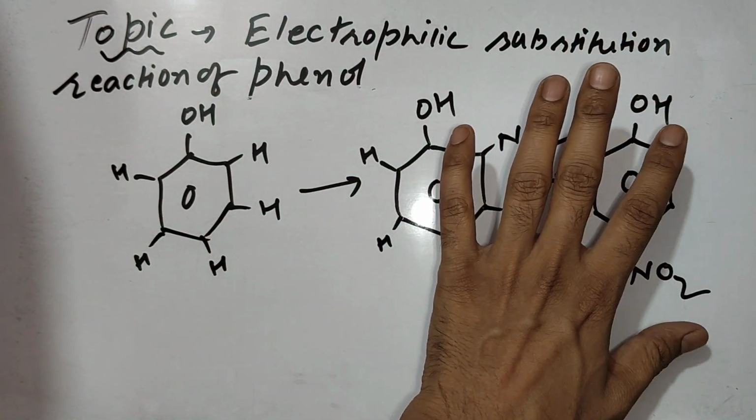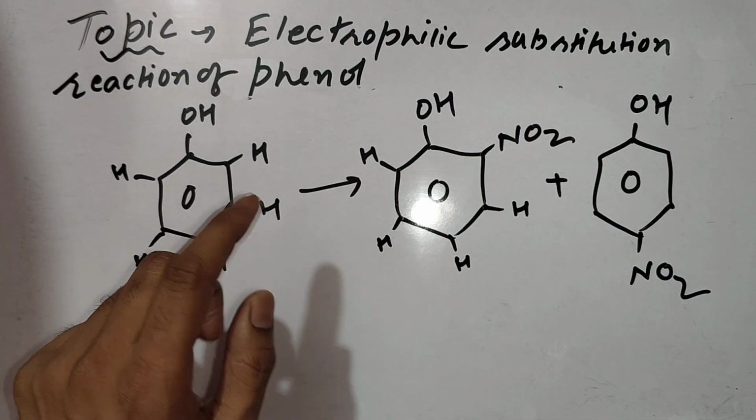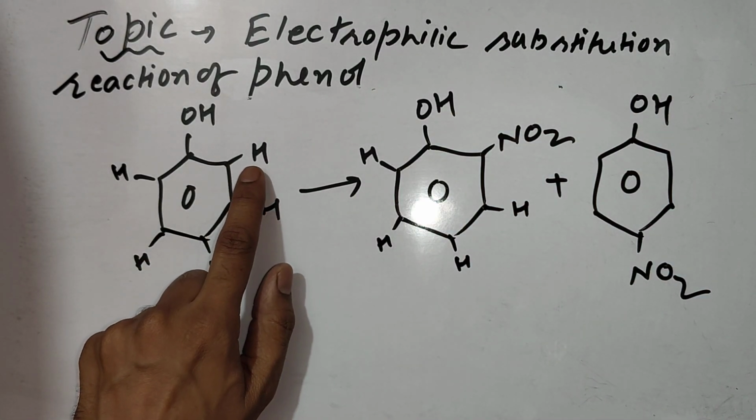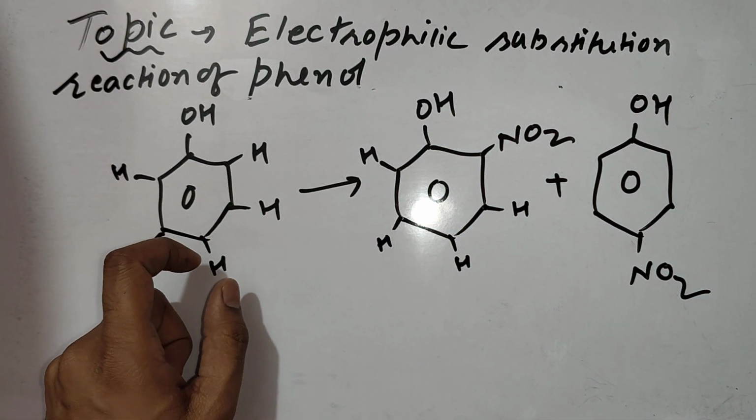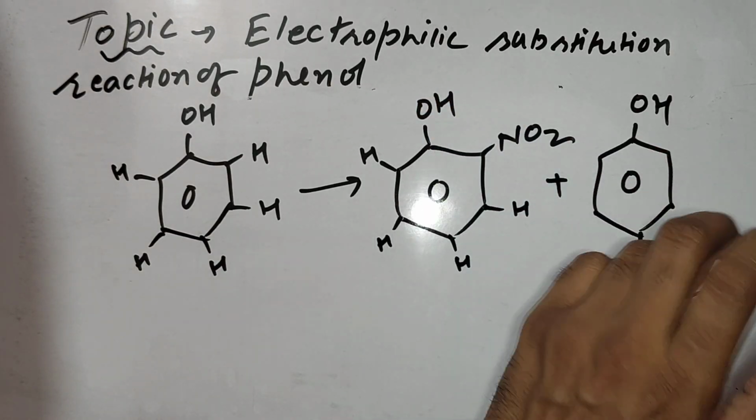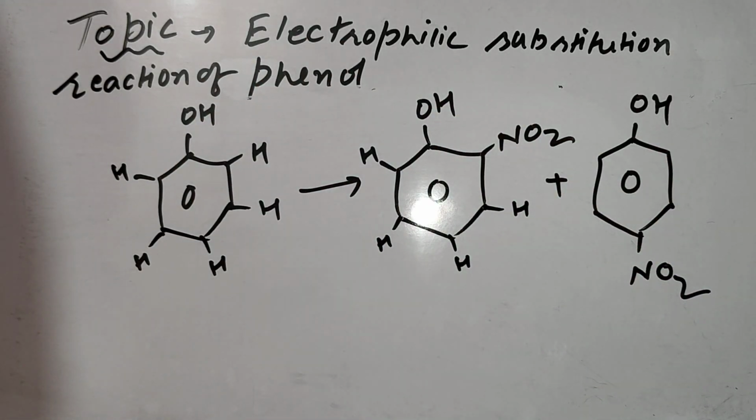This process is known as nitration. The replacement of ortho hydrogen and para hydrogen by nitro group, NO2 group, is known as nitration. And obviously, to bring out nitration, we require chemicals, reagents. What chemical, what reagents can we use? Let's check.